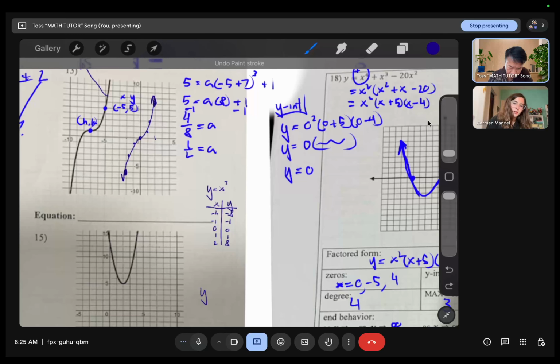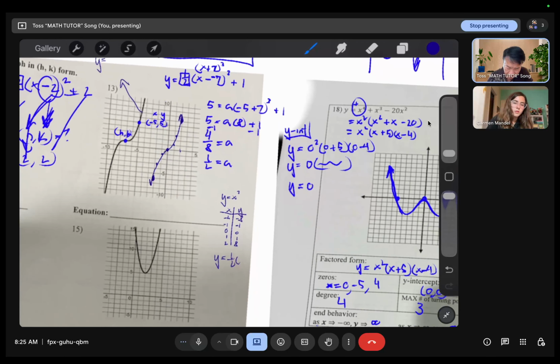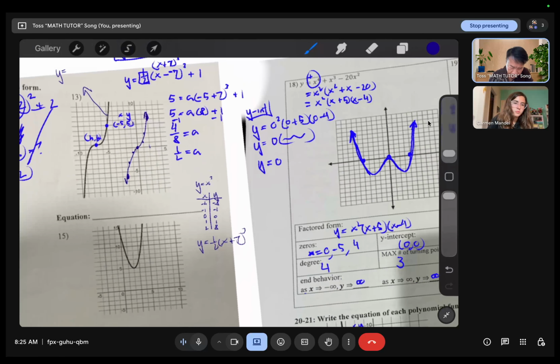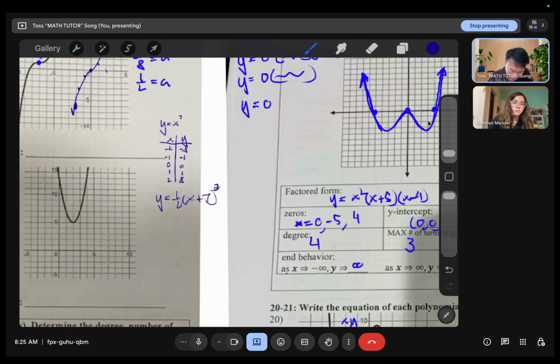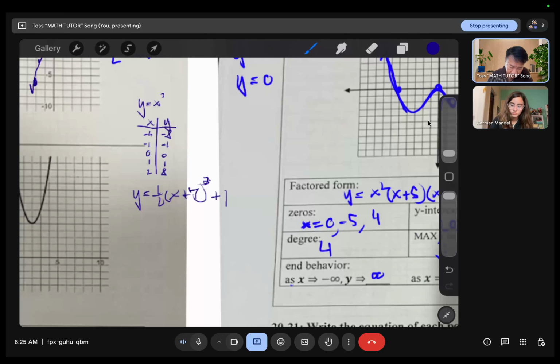Y equals 1/2 (x plus 7) to the third plus 1. Okay, to do the table on this one, here we go. This is why it's tedious.